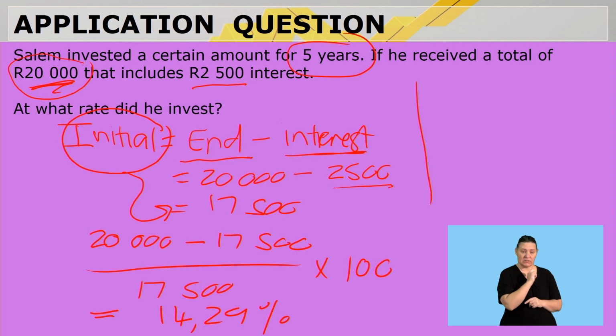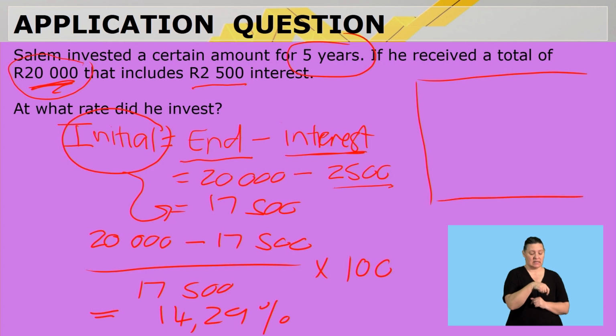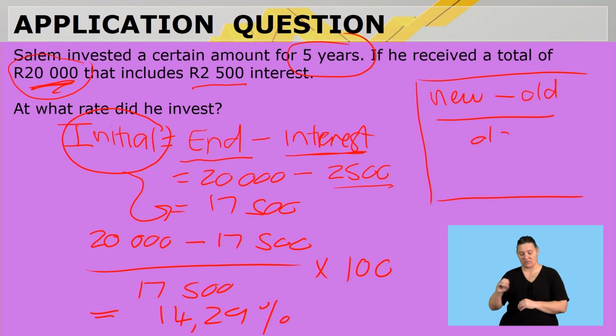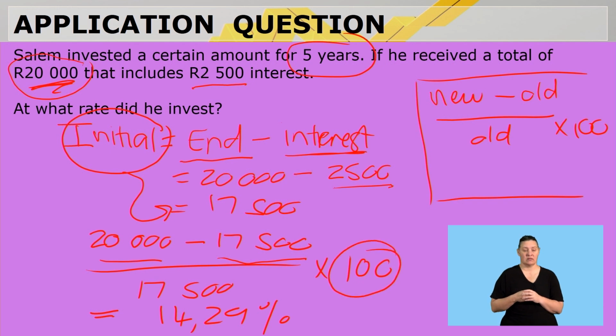Then we used the formula new minus old over old times 100. And we substituted the 20,000 and the 17,500. We multiplied by 100 to get a percentage, and then it's 14.29.